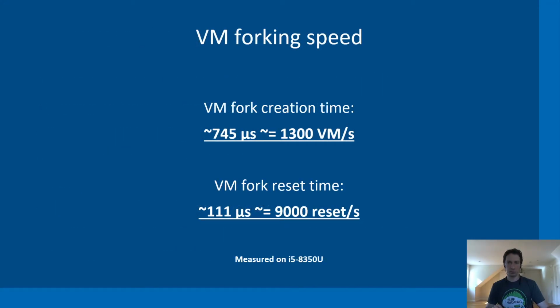And the speed that we can get under normal fuzzing iterations is that with VM forks, we can do about 1,300 VMs per second, but resetting VM forks can go up to about 9,000 resets per second. And these were just measurements I made on my own laptop. These can, of course, vary based on your CPU and memory speed.